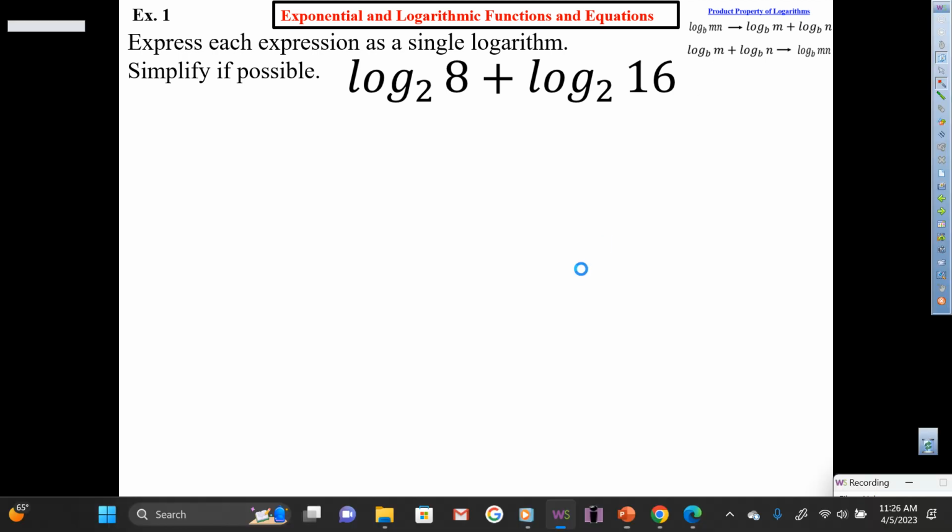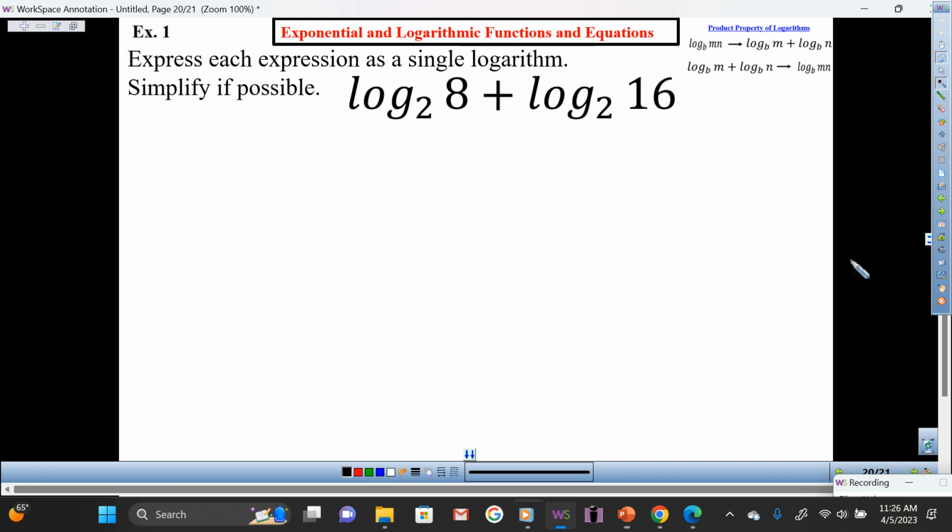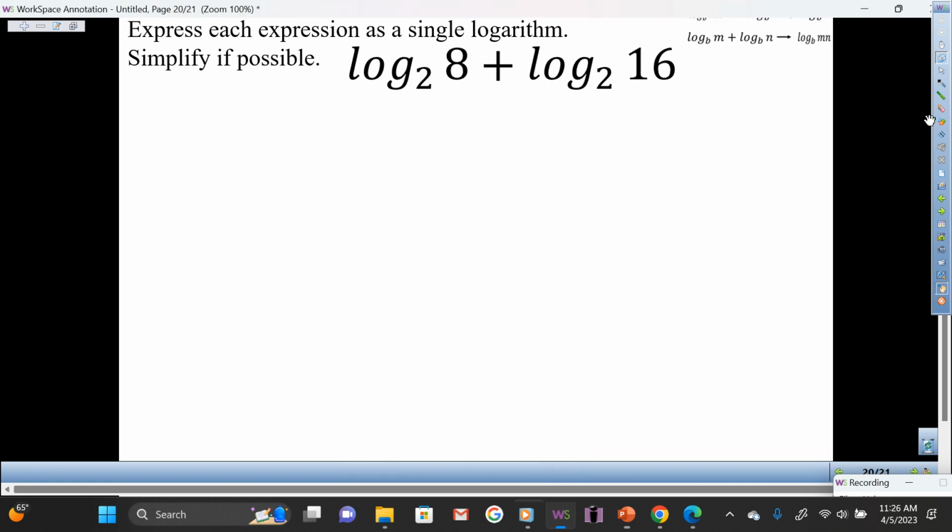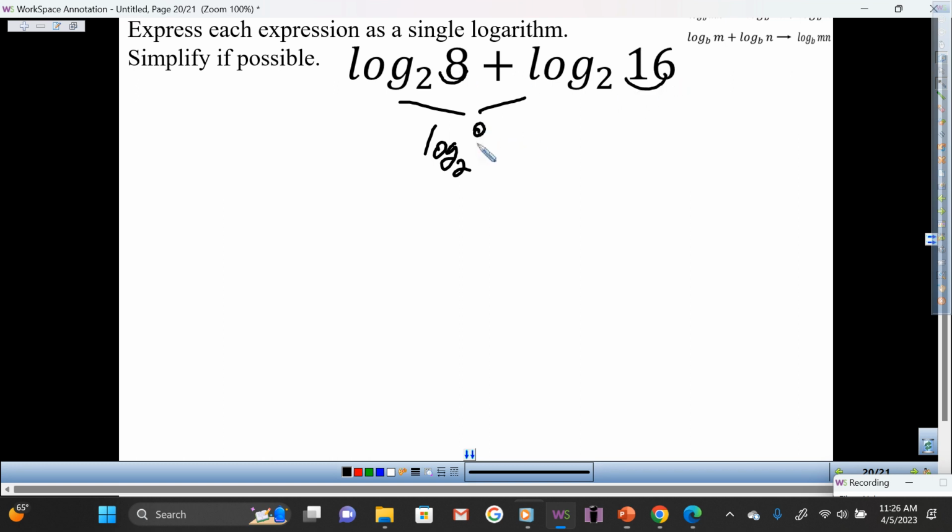All right, so let's do this one together. According to the property, what do we do, guys? Write it as 1. Is that correct? Because these are the same base. So we write log base 2. What happens to the numbers? What do we write? 8 times 16. Continue. Log base 2. What is 8 times 16? 128.